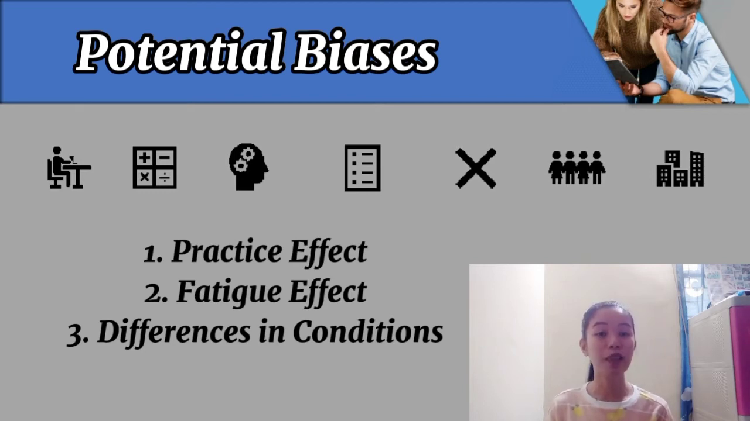The second is the fatigue effect. A fatigue effect occurs when participants get worse at some tests because they get mentally drained or fatigued from taking previous tests. The third one is differences in conditions. When participants take the two tests under different conditions like different lighting, different time of the day, different time allowed to complete the test, it is possible that they score differently on the test simply due to differences in the testing environment.